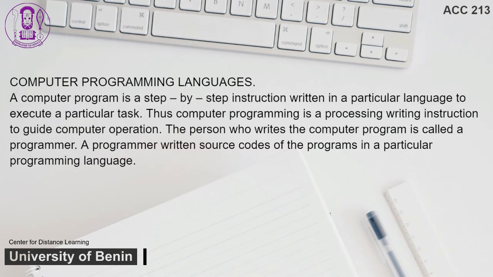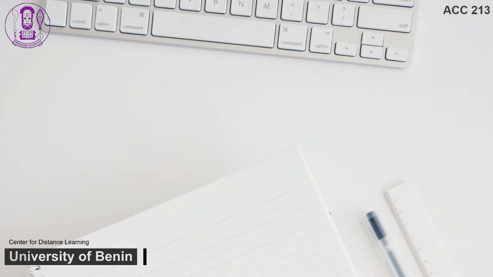Computer programming languages. A computer program is a step-by-step instruction written in a particular language to execute a particular task. Thus, computer programming is the process of writing instructions to guide computer operation. The person who writes the computer program is called a programmer. A programmer writes source code of the programs in a particular programming language.